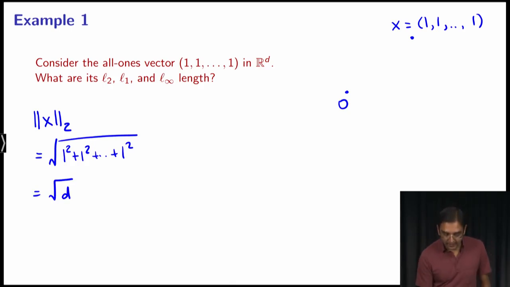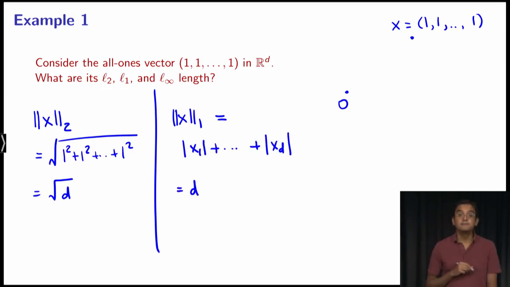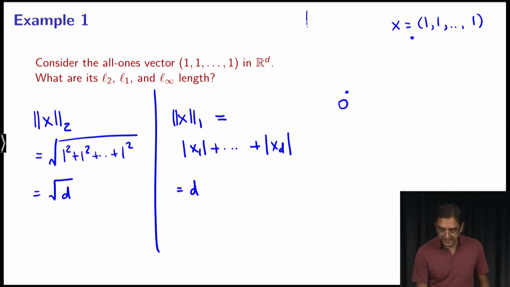Okay, what about the L1 norm of x? So let's draw this line over here. The L1 norm of x is the first coordinate, absolute value, plus the second coordinate, plus all the way to the dth coordinate. And so the L1 norm is d. Now let's do the L infinity norm.